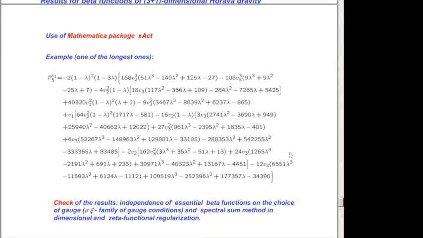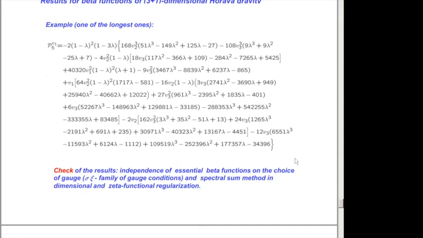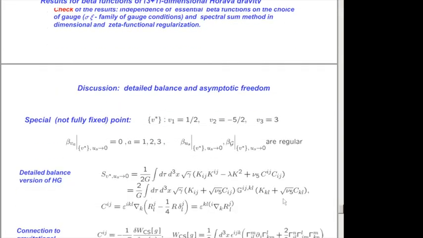And this check is based on the main property of the independence of the essential beta functions from the choice of gauge conditions. We have a two-parameter family of gauge conditions, and we can see that the results are absolutely independent of these generically arbitrary parameters. An additional check was the calculation of these universal functional traces by the method of spectral sums and the use of dimensional and zeta-function regularization when you take the three-dimensional space as a three-dimensional sphere. And all these calculations led to similar results.